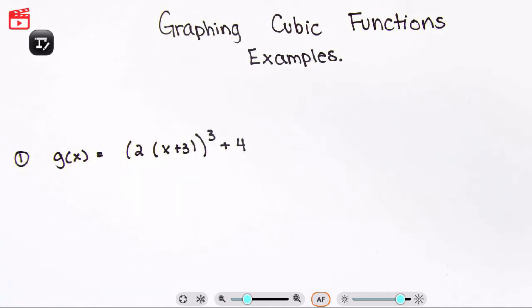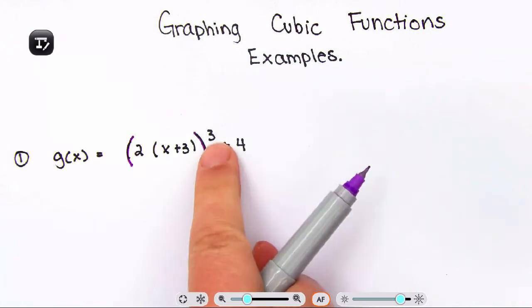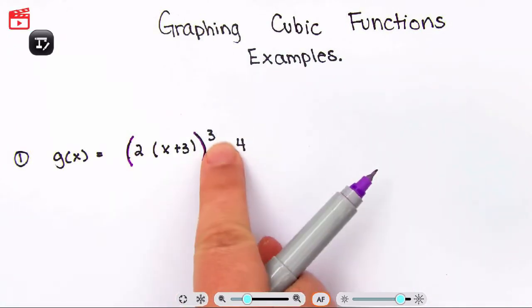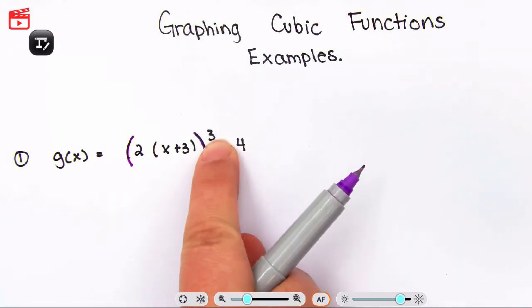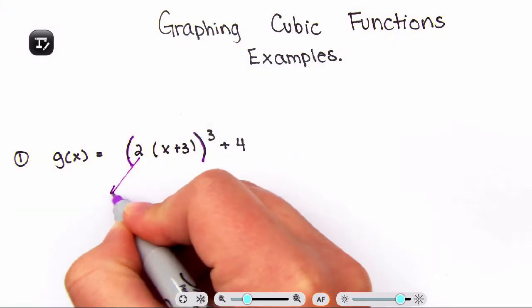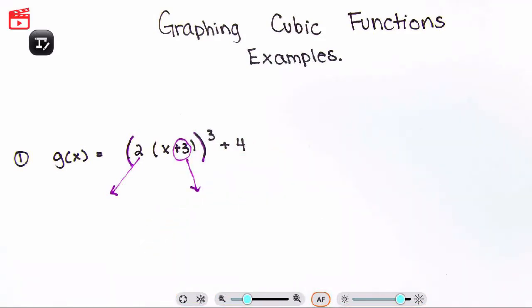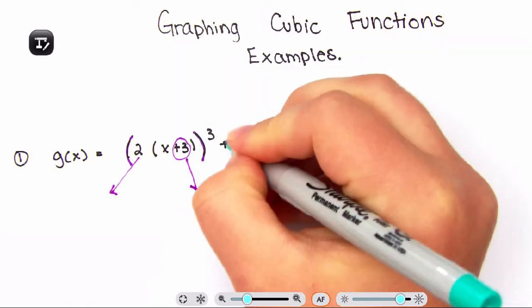All right, so the very first one, I wanted to go through this specific example because of the horizontal change that we're going to have. Remember, if it's inside the bubble, here's your bubble. Let me make that bubble bigger. This is the bubble because all of that is being cubed. Therefore, we know that it's going to be a cubic function. We have a 2 inside the bubble. We also have a plus 3 inside the bubble. Now, outside the bubble, we have a plus 4, so we need to account for that as well.